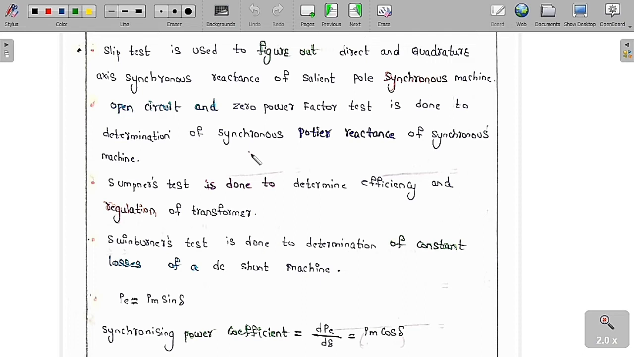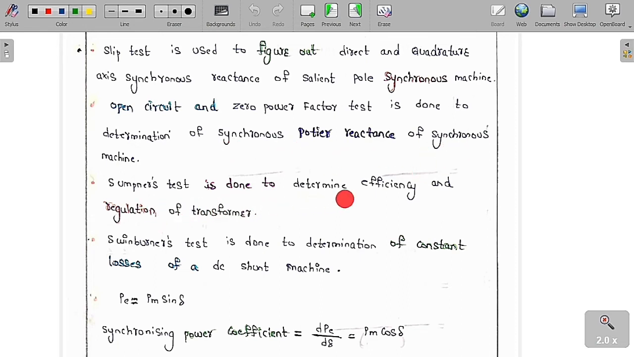Whatever the perpendicular height is, it gives the Potier reactance drop, so from that we can get the Potier reactance also. Therefore, the open circuit test and the zero power factor test are done for determination of the Potier reactance of a synchronous machine, because, as I have already told you, you have to draw the OCC graph and also the ZPF graph. With the help of these two graphs we can get the Potier triangle. In the Potier triangle, the perpendicular height is nothing but the Potier reactance drop, so from that we can get the Potier reactance also.